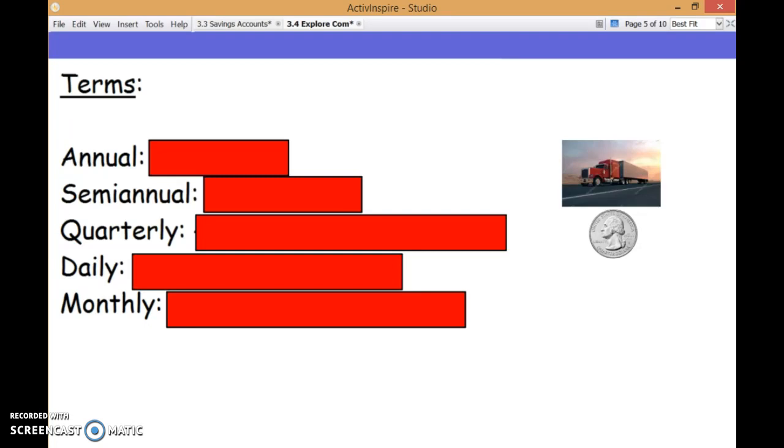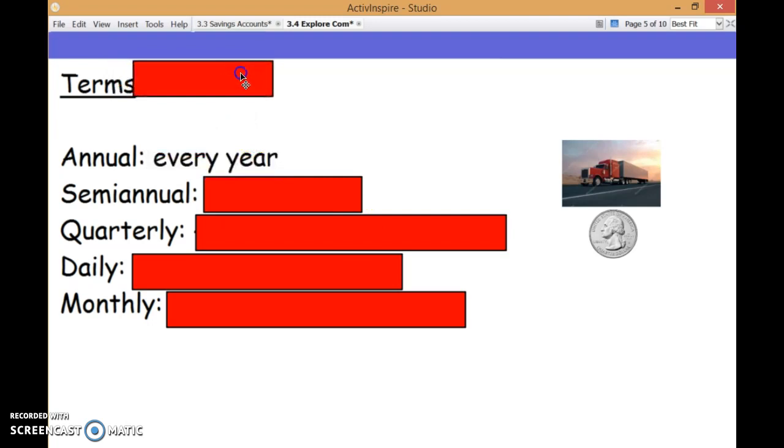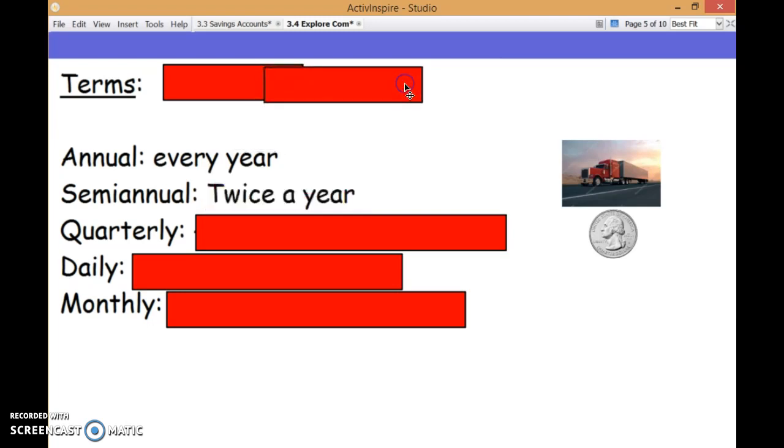Some terms that we have to understand for today. The first one is annual. Sometimes they'll say we're compounding annually. If you see that word annual, that means every year or once a year. If you see the word semi-annually, that is going to be twice a year. So that would be every 6 months that you would compound. Maybe I'll make a little note of that just so we remember it's going to be every 6 months. So that would be twice a year.